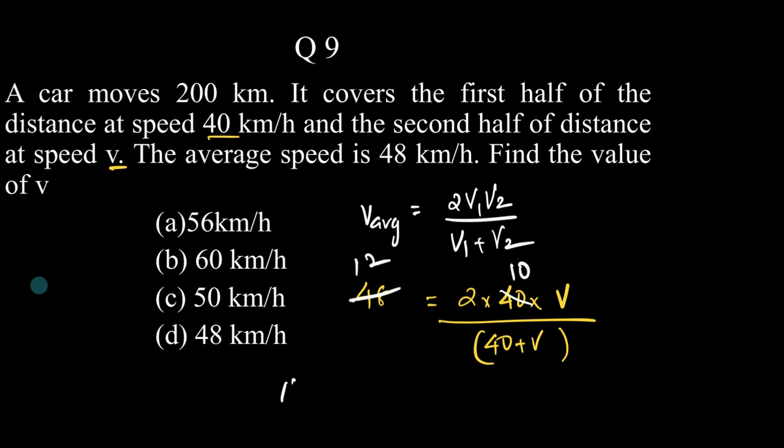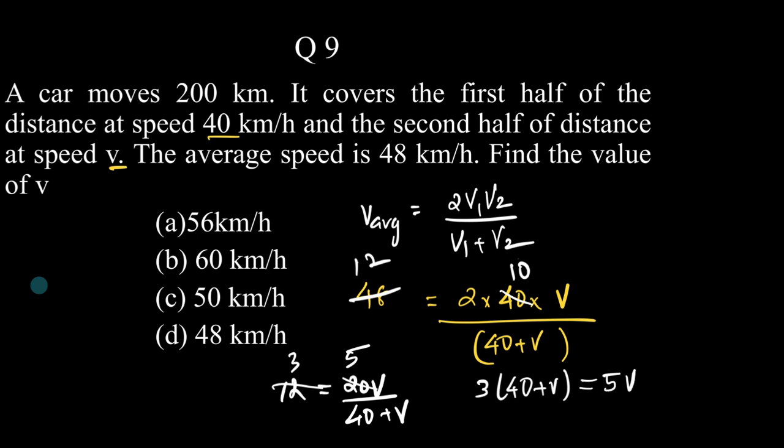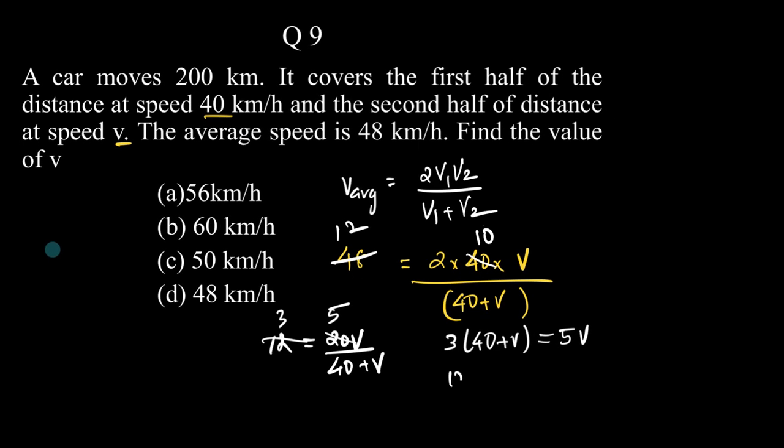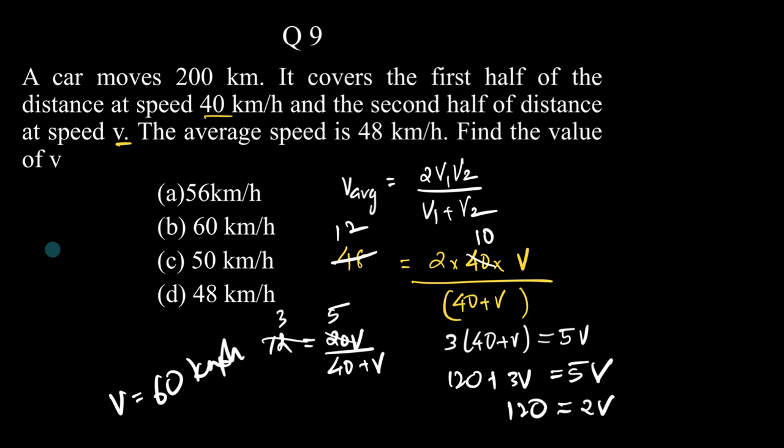So we have 12 is equal to 20v by 40 plus v. So we have 2 times 4 times 3 is 12, 4 times 5 is 20. So now we have 3 into 40 plus v is equal to 5v, right? So we have 120 plus 3v is equal to 5v. So 120 is equal to 2v, and therefore v is going to be 60 kilometers per hour. So the correct option is option B.